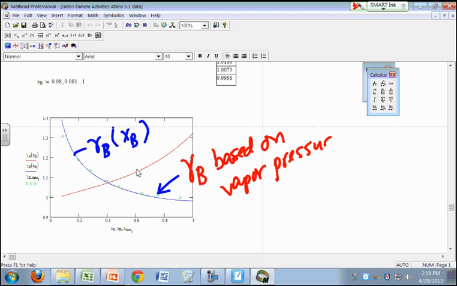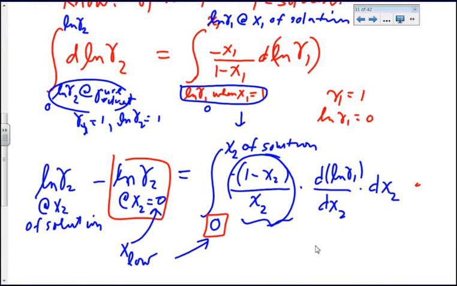This is not something you would have available to you if you were dealing with a non-volatile solute. But in this case, that's available to you, so you can verify that the Gibbs-Duhem equation does work. And of course this one right here, the red curve, is just gamma sub A, gamma for the solvent. All right.